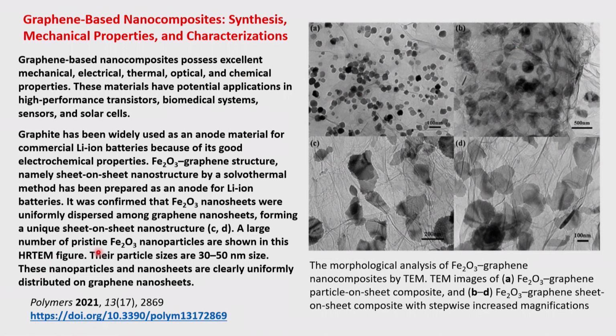So a large number of pristine Fe2O3 nanoparticles are shown, and these are the HRTEM pictures. If you go further, you can get the precise size of these things. Of course, all details are not shown here, only a few pictures. These people might have gone even up to 20 or 30 nanometer resolutions as well. So the particle size here is 30 to 50 nanometers, and these nanoparticles and nanosheets are clearly uniformly distributed on graphene nanosheets, and then it goes into their mechanical strengths and other things.